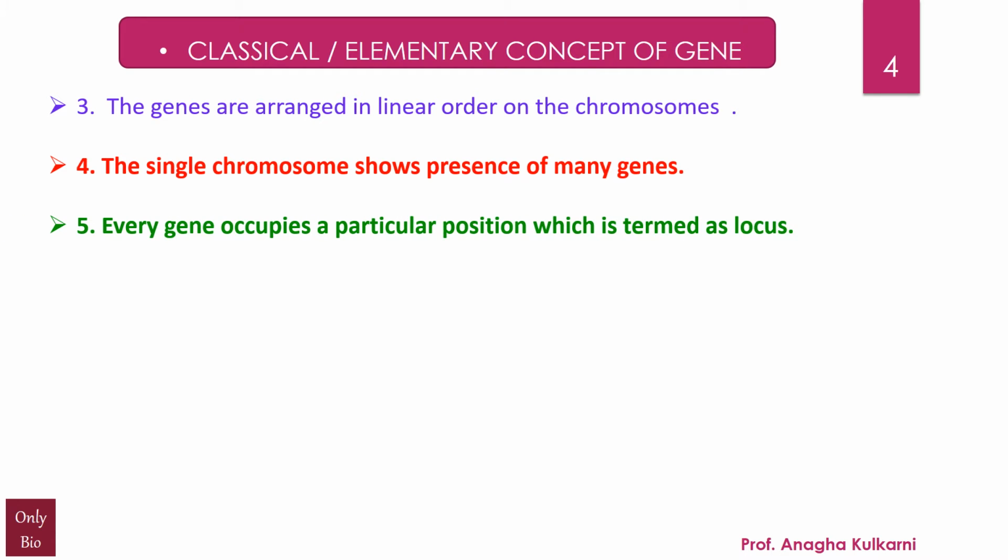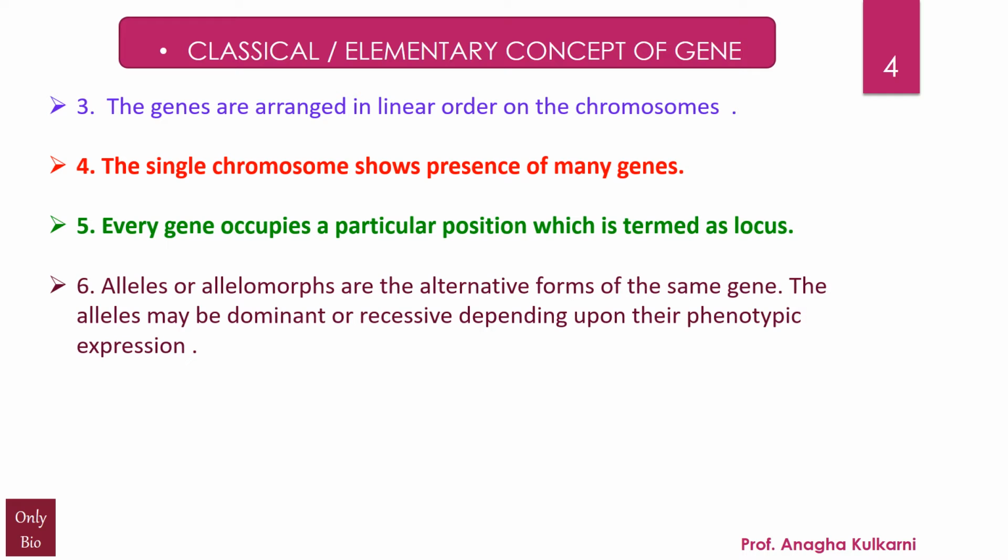Every gene occupies a particular position which is termed as locus. Friends, chromosomes are the carriers of genes, right? And the place where a particular gene is present is said to be a locus. So plural can be called as loci.